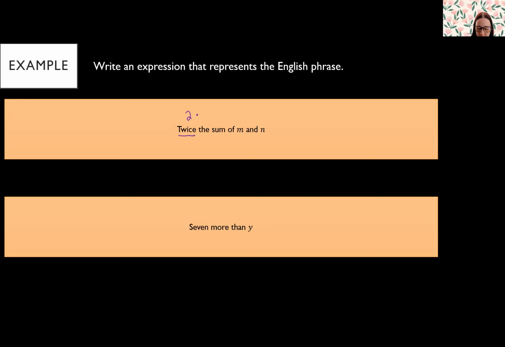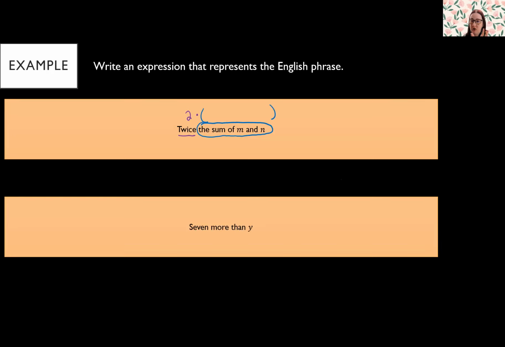And what I'm multiplying by is everything that follows the word twice. So I am multiplying that 2 by the sum of m and n. So since I'm multiplying by lots of things, lots of words here, I need to group those together with parentheses. If you are doing multiplication and you have lots of things after it, those get put in parentheses to group that together.